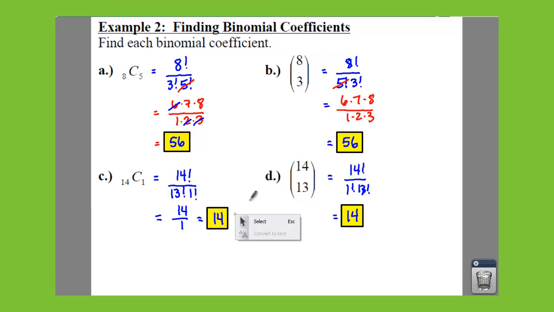Maybe it's a little bit faster than writing out 1 times 2 times 3 times 4 times 5 all the way out to 14.